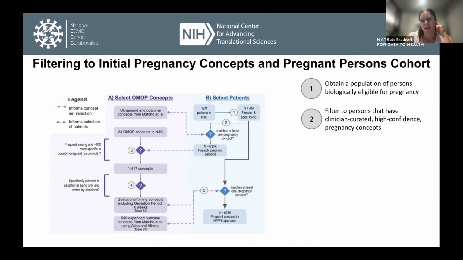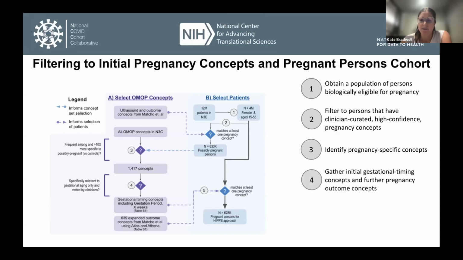These were ultrasound concepts and pregnancy outcome concepts such as live birth, stillbirth, spontaneous abortion, etc., that we felt were very high confidence and had been used in a previous study that defined pregnancy episodes in EHR data. Using the group of women that had those high confidence concepts, we looked for further concepts that were specific to that group of women and not present in everyone else, or at very low frequency in everyone else. That allowed us to define a further set of concepts to bring the total to 1,417 pregnancy-specific concepts.